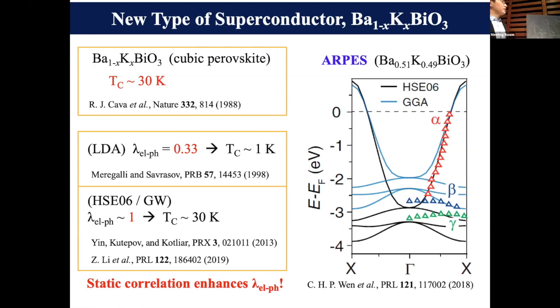So this idea was confirmed by a recent ARPES experiment. Here, the empty triangles correspond to the band dispersion measured by the ARPES experiment. And as you can see, the ARPES data match quite well with the HSE band calculation. So from this calculation, we try to find a new type of superconductor like barium bismuth oxide. It is our motivation to do the material design.